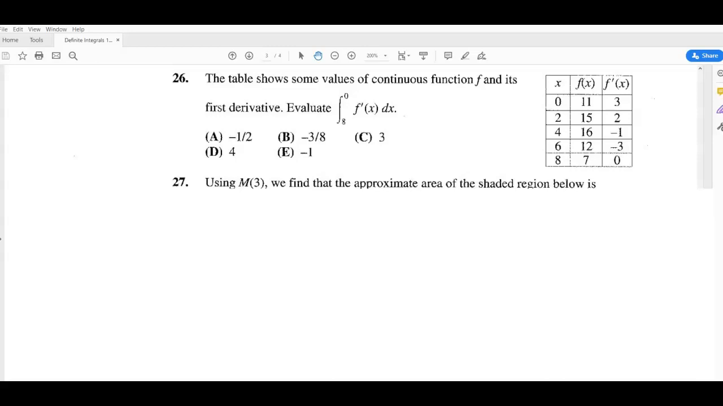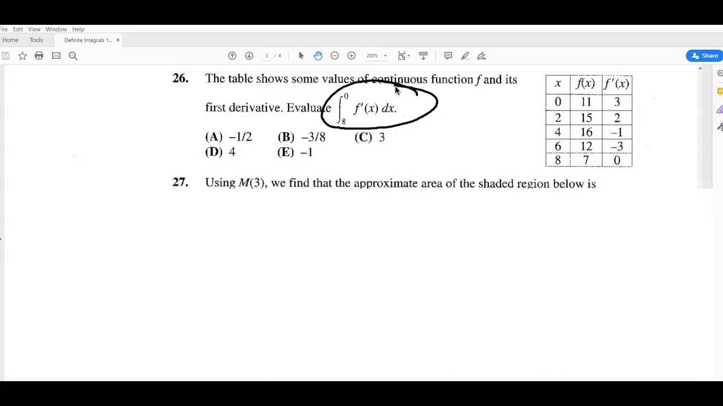The table shows some values of continuous function f and its first derivative. Evaluate this. Now, this is a weird question. It's definitely a major gear switcher. We're not doing integrals by hand. So here's what you guys need to remember.